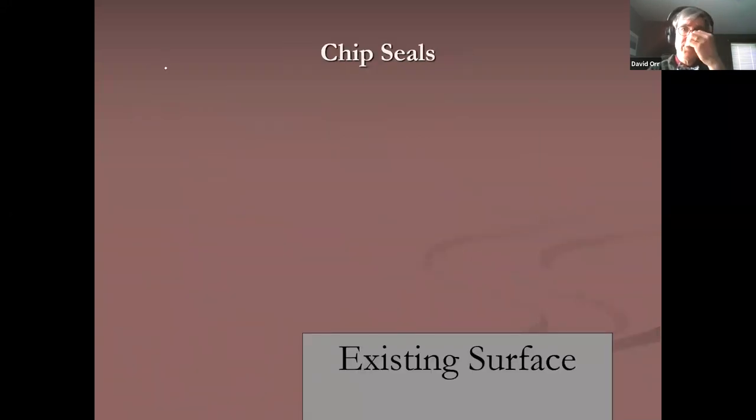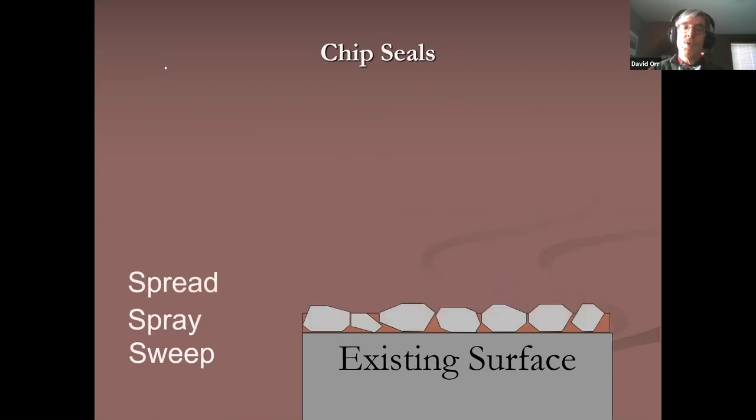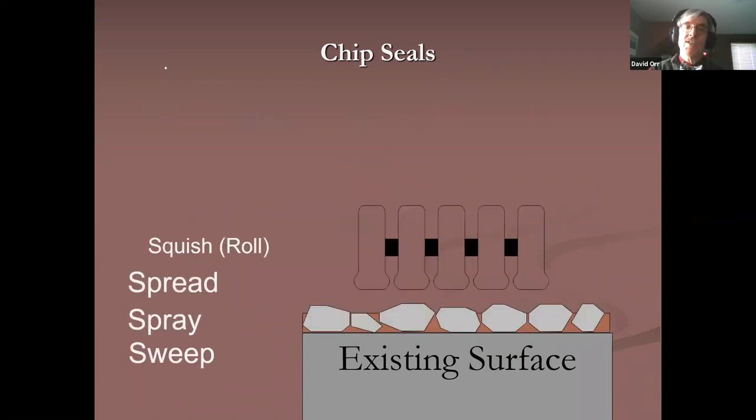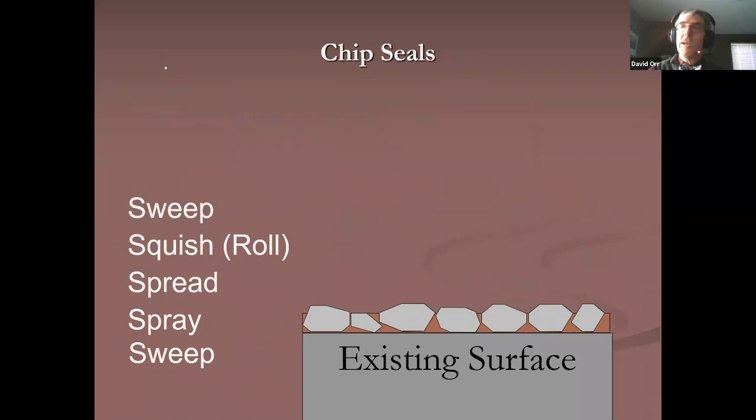Now, chip seals, just as an example, since they're the most common wearing course we use, here's the game plan. We're going to sweep. We're going to spray. We're going to spread. We're going to squish. And we're going to sweep. Okay, we would actually call that rolling, but I wanted 5 S's just to have a little bit of fun. Sweep, spray, spread, squish, sweep.